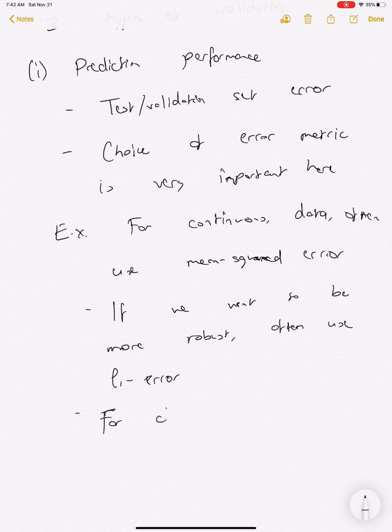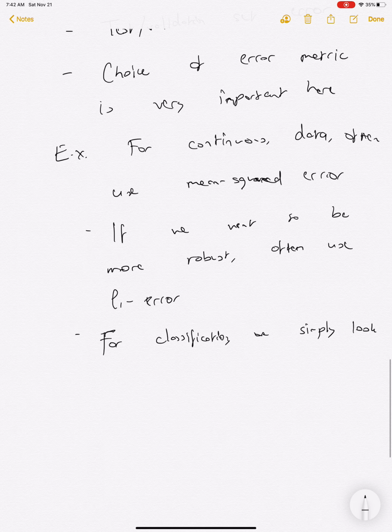For classification, we simply look at the types of errors made. Even though the output of the algorithm might be some number between 0 and 1, as you saw in the previous lecture, we thresholded it at 0.5 so that we can see what sort of type 1 and type 2 errors we get out of it.